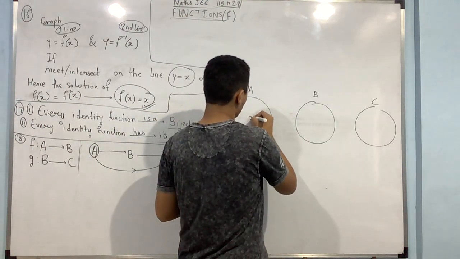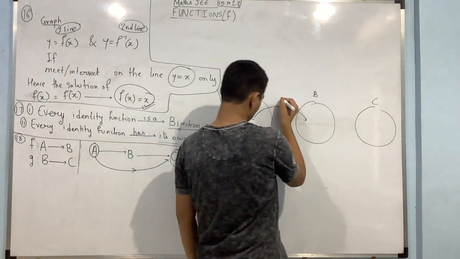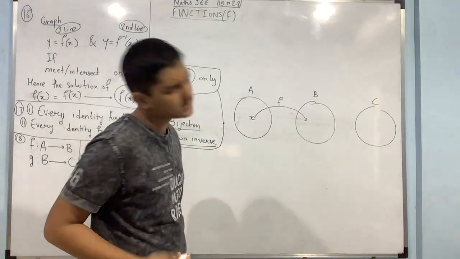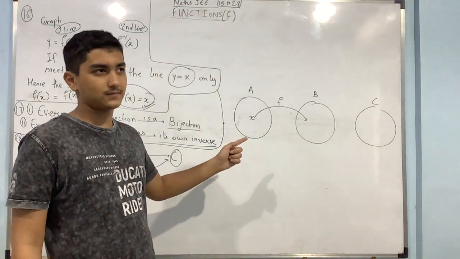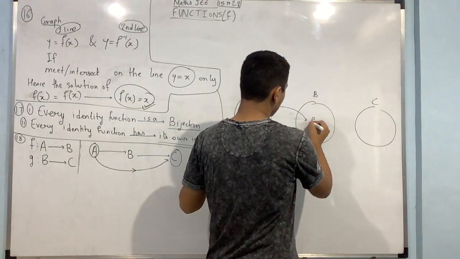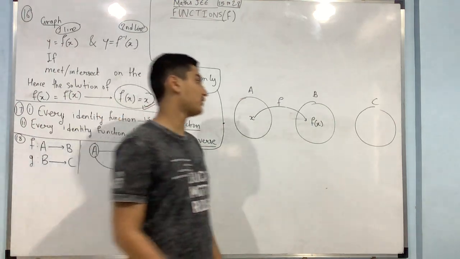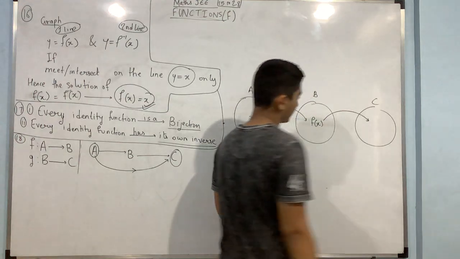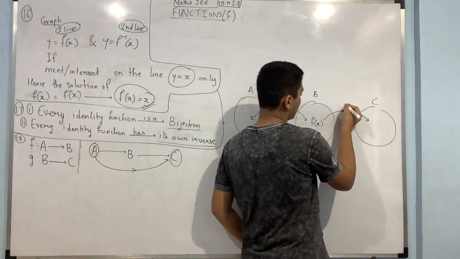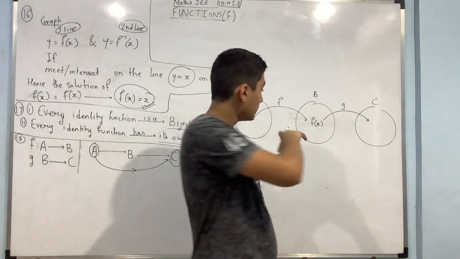Now, I will transfer these elements to B. And I name that transferring line as F. Now this circle's name will be F of X, because F is also joined with X now. Now I will draw one more line to C. Now here this transferring line, I will name it G. Now this will go that side.